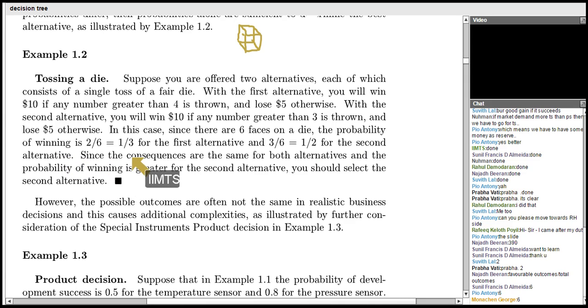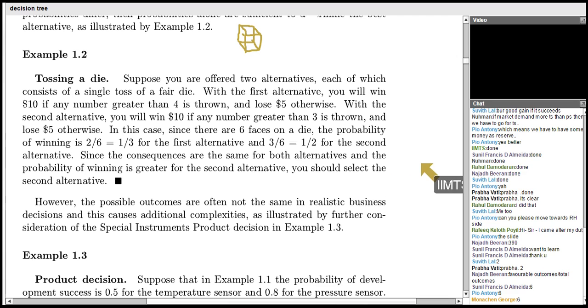Now, since the consequences are the same for both alternatives, and the probability of winning is greater for the second, because you have a 1/2 probability of winning, but here you only have a 1/3 probability of winning. So the probability of winning for the second alternative is higher than for the first alternative. So the second alternative is the best choice. You should choose the second alternative because you have a higher probability of winning.